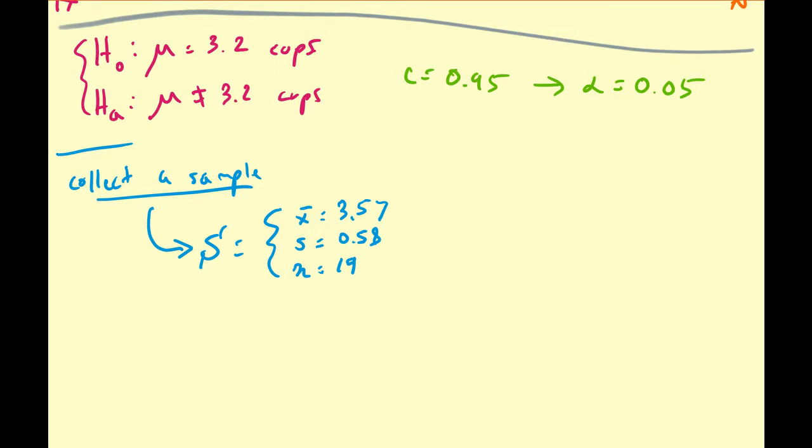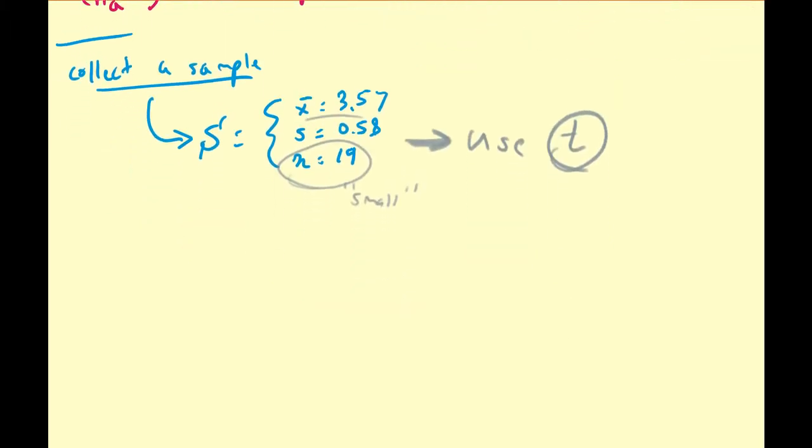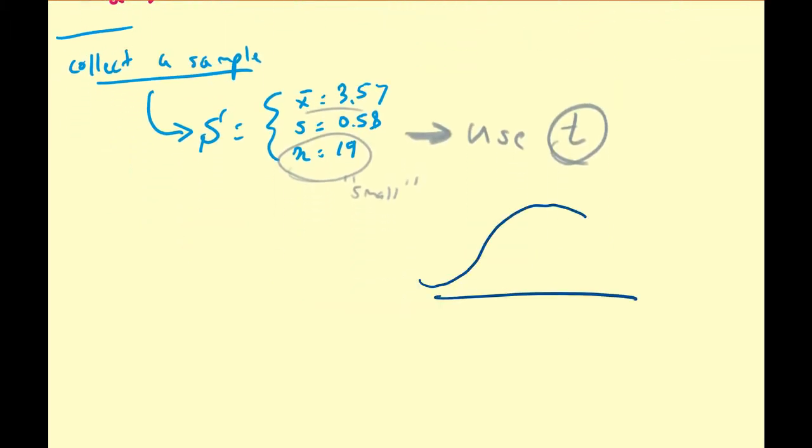So a couple of observations here. The null hypothesis is 3.2, the sample mean is 3.57. They're not so far away, so this could go either way, reject or fail to reject, depending on a couple of things. But of course the standard deviation is not known and the sample size is relatively small. So we're going to use a t value for everything.